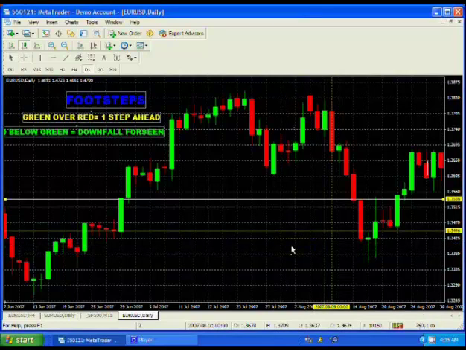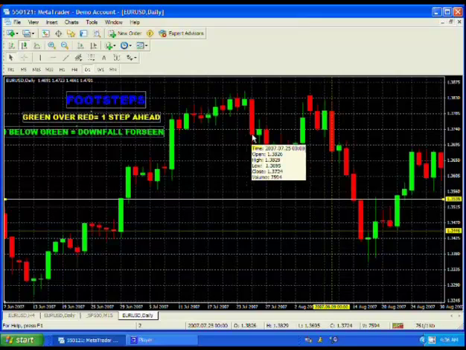Okay, welcome to section 4 of footsteps. And now that we have the basic concept down, let's look at how we can tighten up our analysis even more. By now, I'm sure you can see how powerful this technique is. But now let's go back to this bar that closed here.